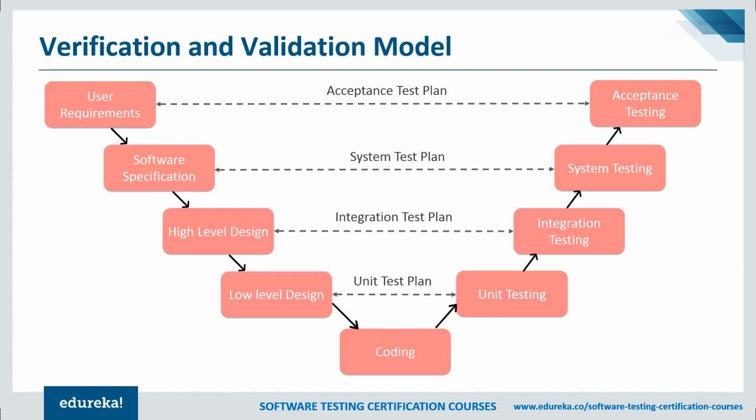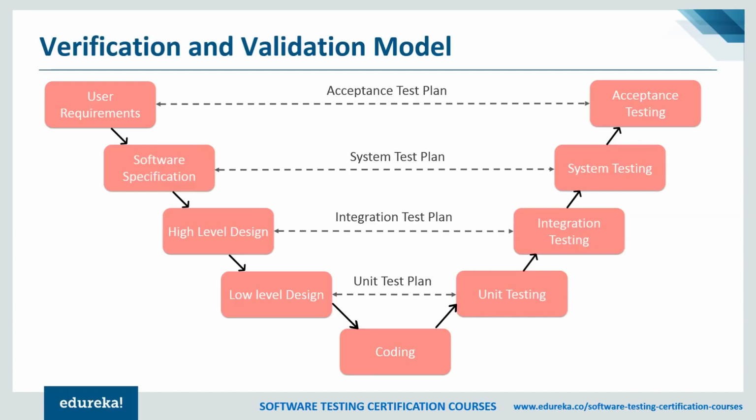First, verification. Verification is a static analysis technique. In this technique, testing is done without executing the code. For example, you can say inspection, walkthrough, reviews, etc. Next, validation. Validation is a dynamic analysis technique where testing is done by executing the code. For example, your functional and non-functional testing techniques.